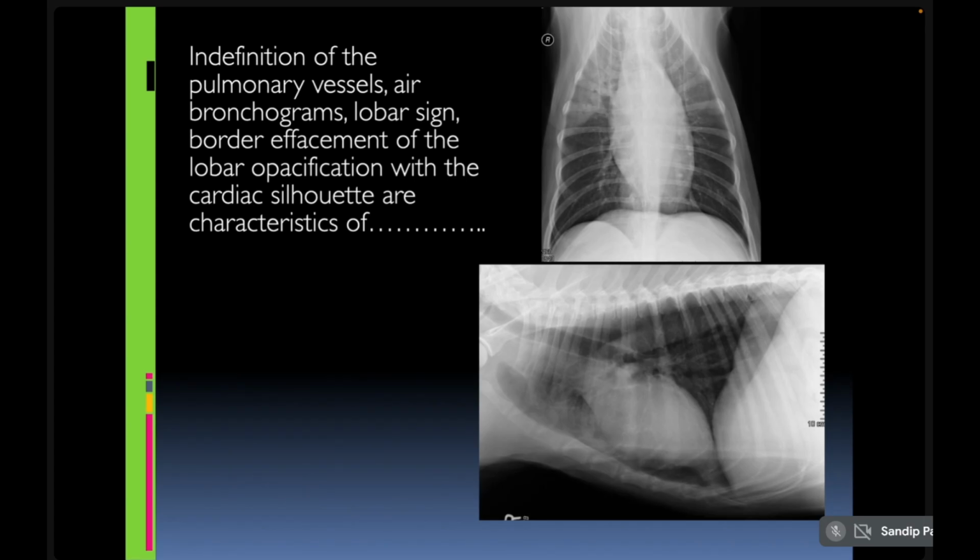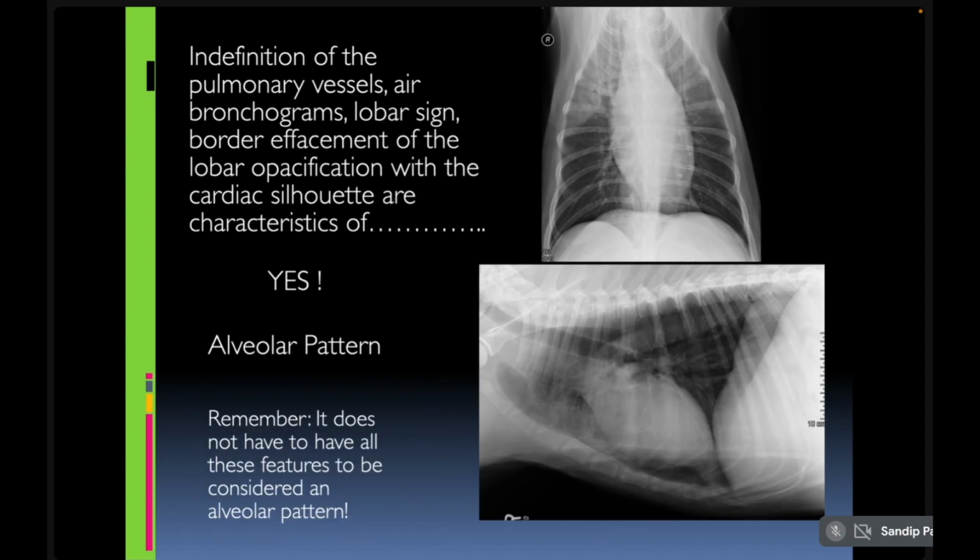And there is what we call the opacity of the heart, and the surrounding tissue also almost looks the same, disturbing the border of the heart. So these all are suggestive of alveolar pattern. But we have to remember that in alveolar pattern, it's not necessary that all the features are there.